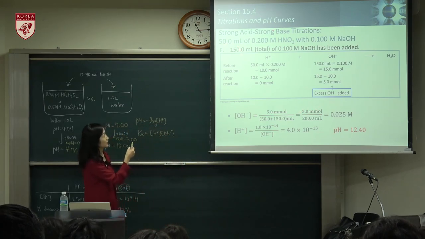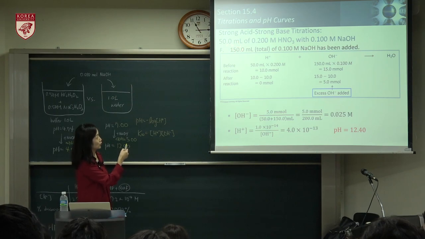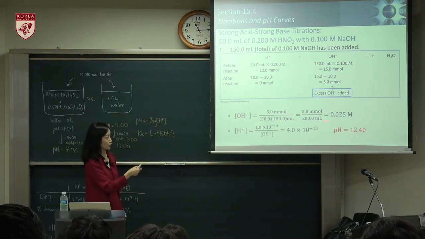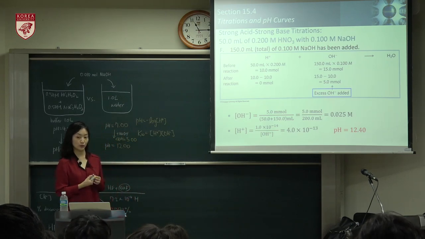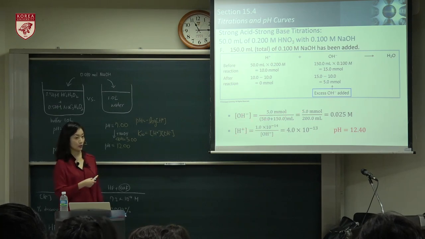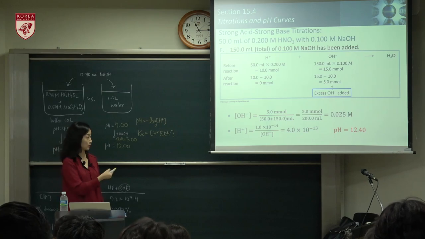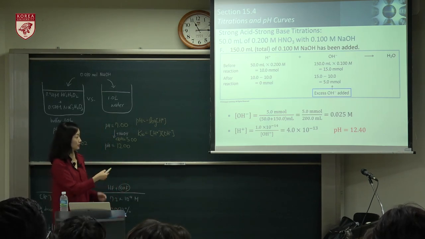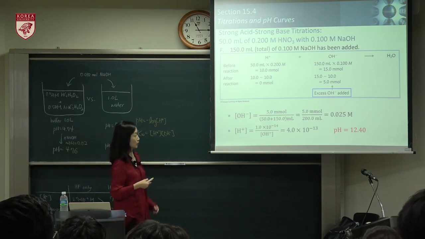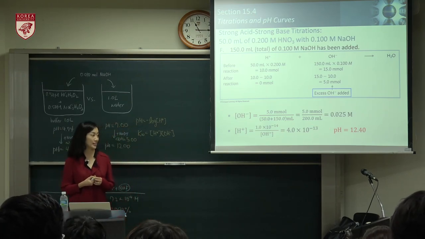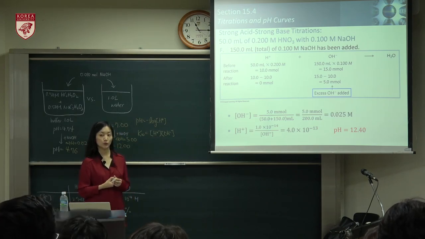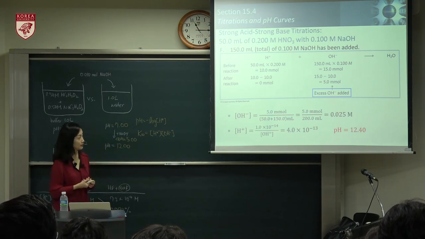So we added 150 to 50, right? So the total volume becomes 200. And the concentration is now 0.025 molar, right? And we can calculate the concentration of H+ using the relationship between Kw and H+ and OH-, and we get 4.0 times 10^-13. And the pH for this concentration is 12.40, okay?